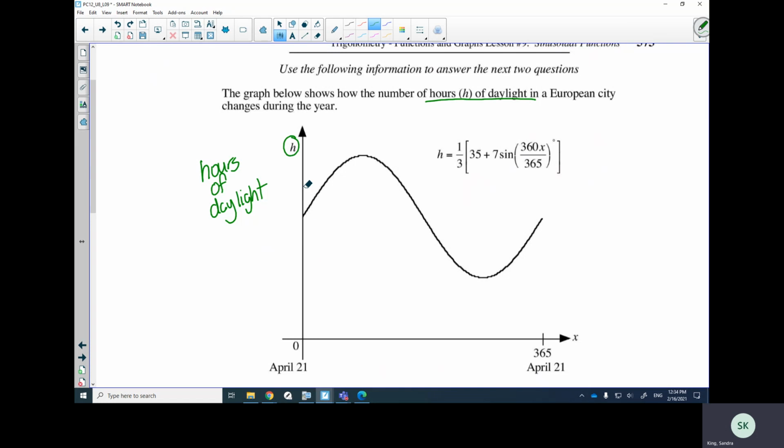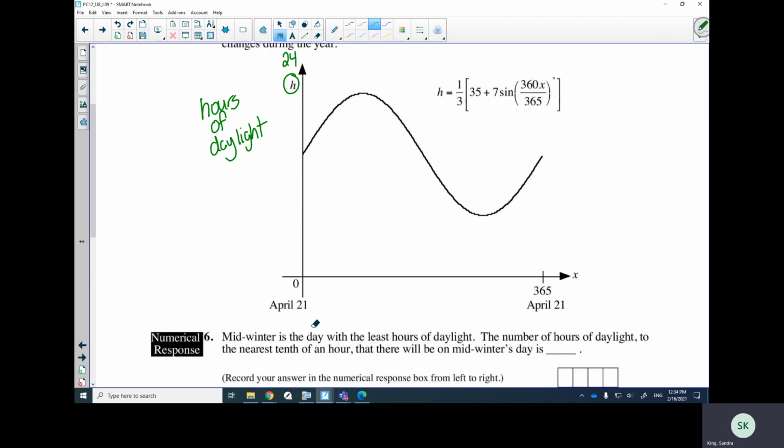So they don't tell me anything up here, but if this is hours of daylight, you could have a city with no hours of daylight. I don't know if that exists. The max you can have is 24 hours of daylight. So I don't know where 24 would go, but when I change my window on my calculator, I'm going to go from 0 to 24 on the y-axis.